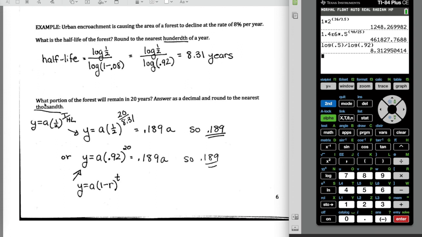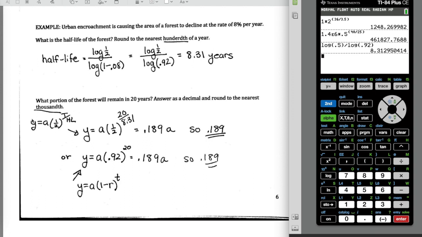Now, the second part of this question says, what portion of the forest will remain in 20 years? So we're just going to use our exponential equation with a half in it, because we're talking about decay, and we're going to plug in the time for 20 years, and now we know what the half-life is, so we can plug that in for our HL in the denominator.